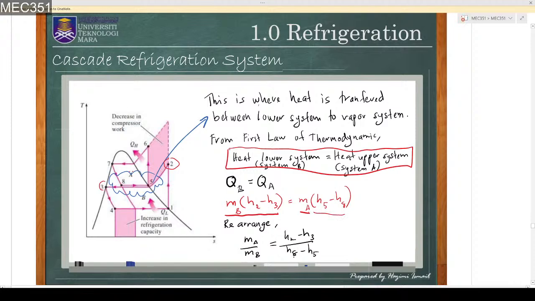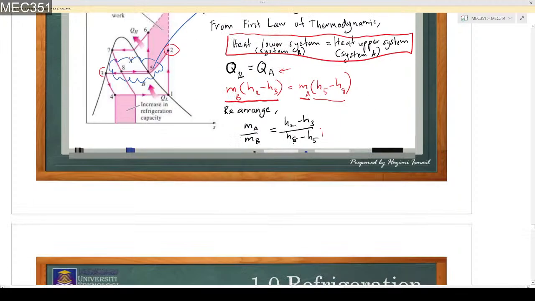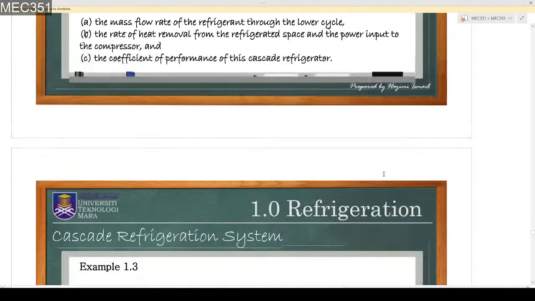Okay, then we can rearrange the equation by dividing by MB and MA, giving enthalpy H2 and H3 over H8 and H5, like this. This form is not necessary to be remembered, but make sure you remember this equation. Then you derive it by yourself to get this form. Okay, so let's try the example here.